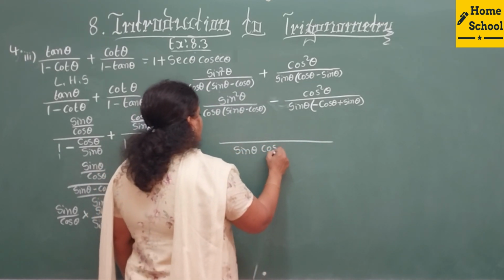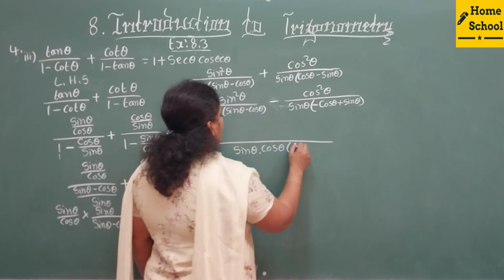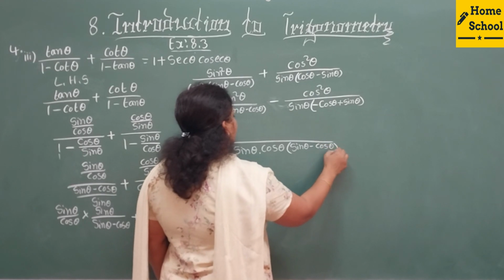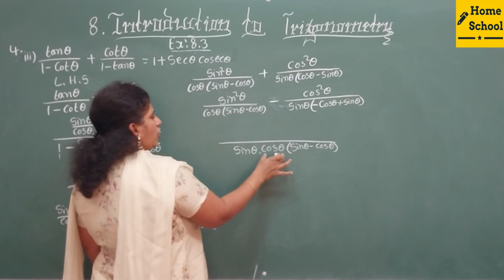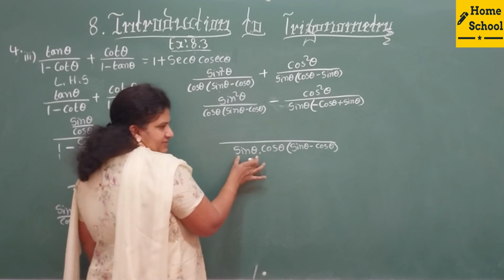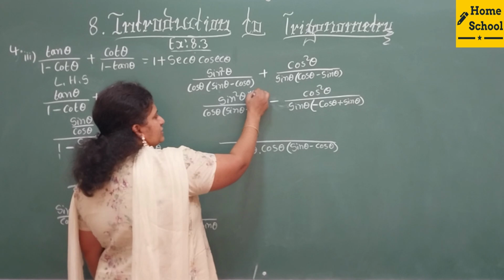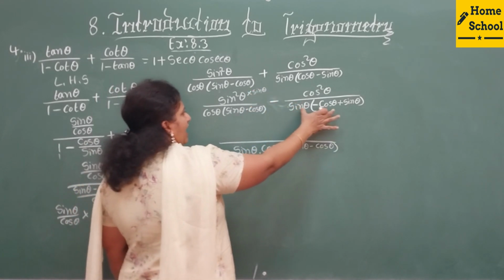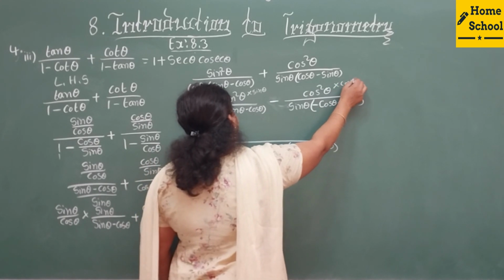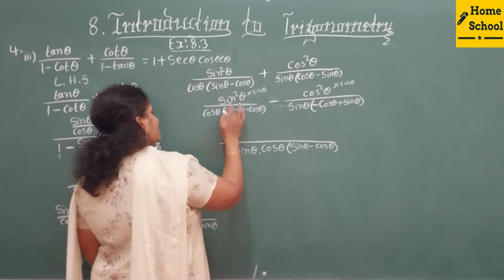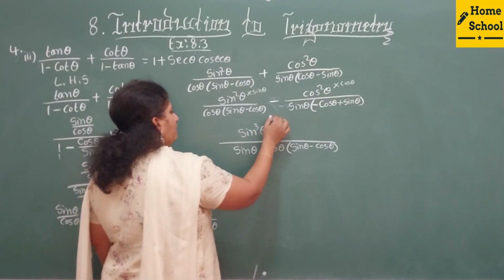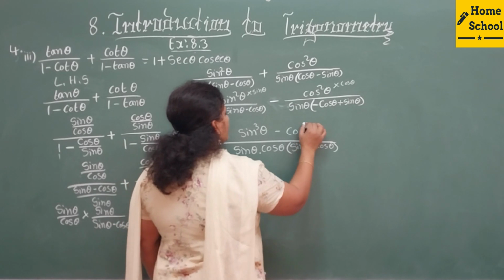Sin theta cos theta into sin theta minus cos theta. Now in this set, cos theta, sin theta minus sin cos theta there. So sin theta is missing, so multiply the numerator by sin theta. And here cos theta is missing, so multiply by cos theta. That becomes sin square theta into sin theta will be sin cube theta minus cos cube theta.